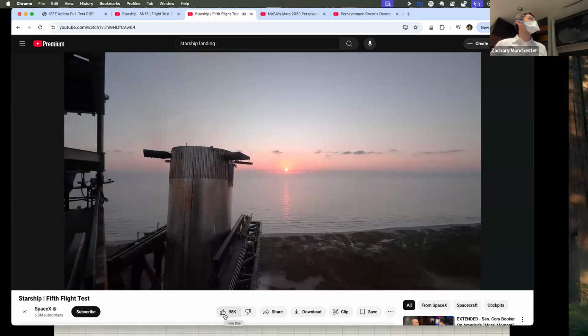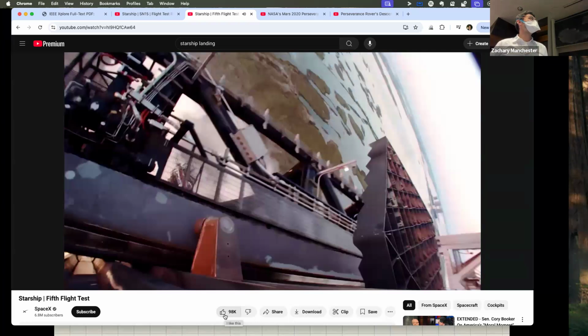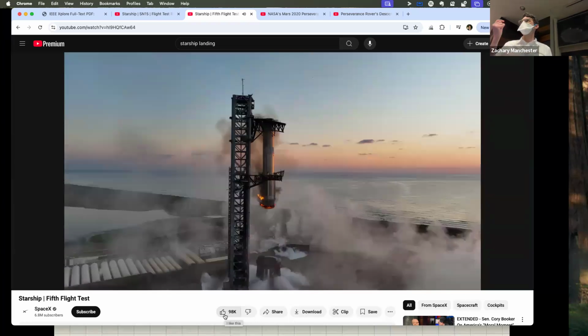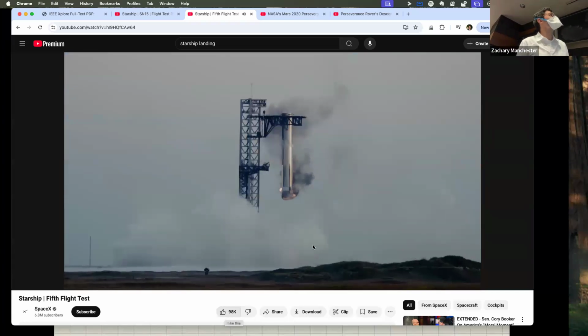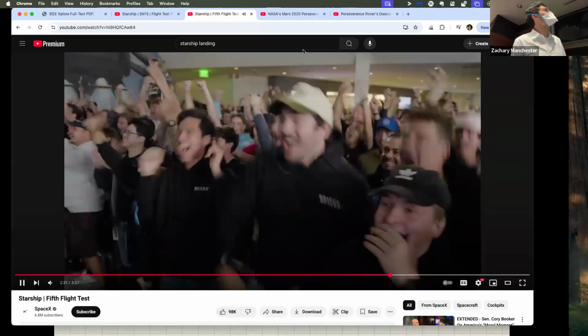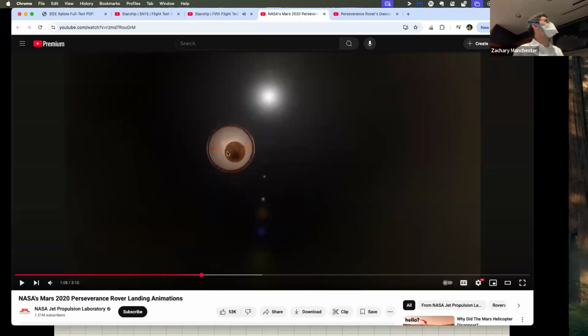So yeah, pretty nuts. The level of control to get that to happen is pretty wild, right? It's really, really good. Okay, so that's the SpaceX stuff. And then the other end of this is Mars EDL.